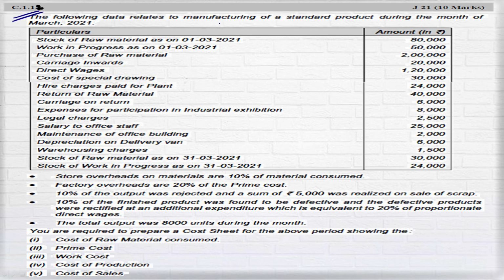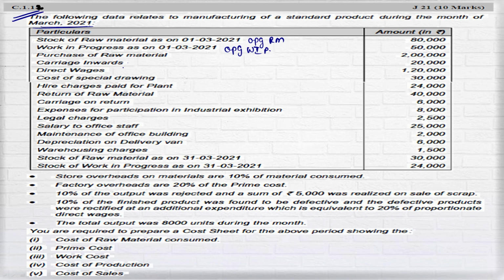The following data relates to manufacturing of a standard product during the month of March 2021. This is opening stock of raw material. This is opening stock of work in progress. Purchase of raw material is given. Carriage inward. Where will I add carriage inward? Direct expenditure. You can add it in even material.